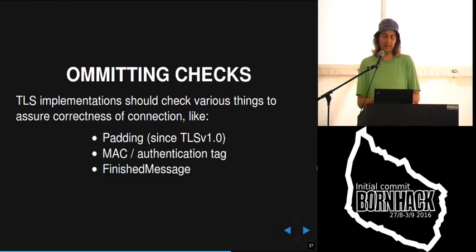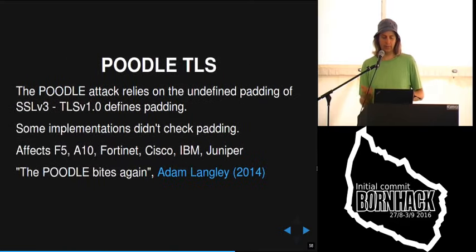There are other things that happen. You can basically try to imagine everything you could get wrong in a TLS stack, and you will find someone who gets it wrong. So we were talking about Poodle earlier. Poodle was an attack that relied on the fact that the padding in SSL version 3 was not defined in the specification. And in TLS 1.0, the specification says how you should do the padding. But some implementations just didn't check for that. So they were vulnerable to the Poodle attack, although they were not using SSL version 3.